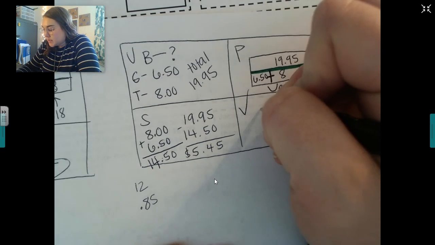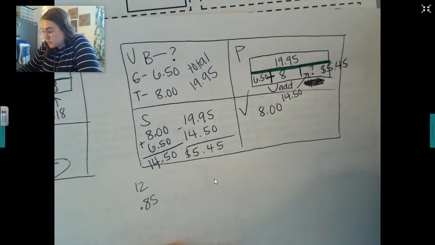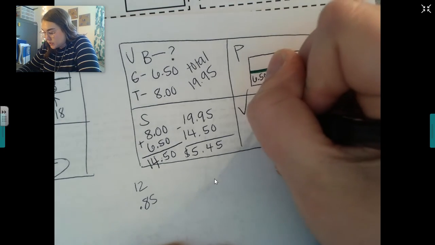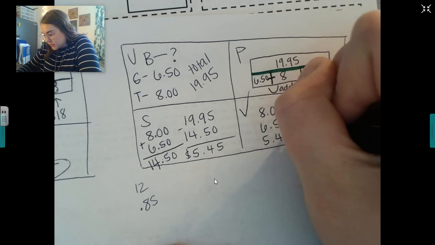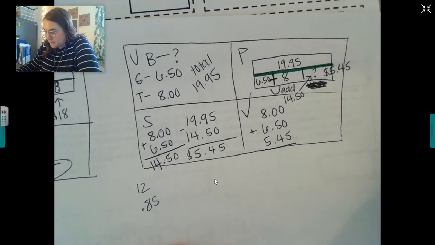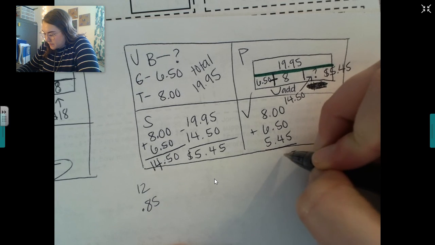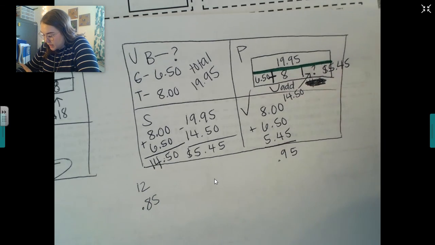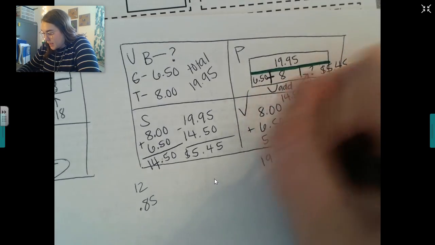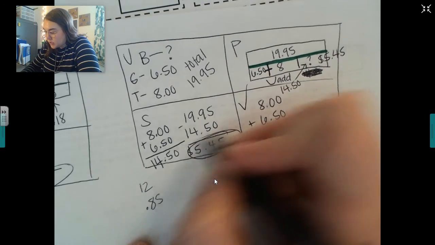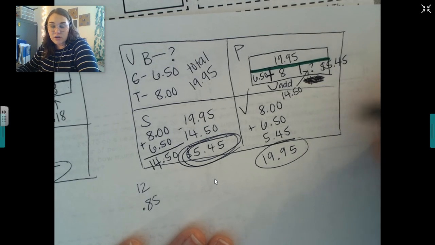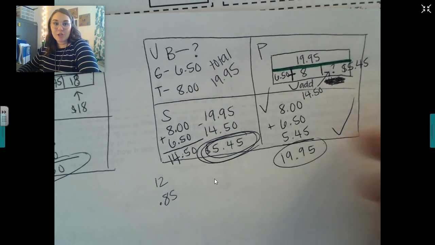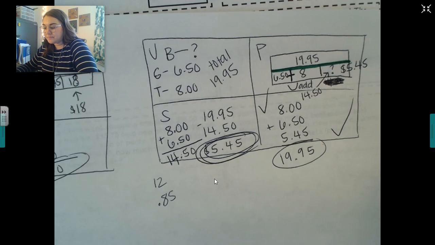Okay, so you should have unpaused by now and you should have done $8. I started at 8. You don't have to do it in the same order. $6.50 and $5.45. So when I added up, 8, 9, 10, 11, 12, 13, 14, 15, 16, 17, 18, 19, I got $19.95. So I'm going to circle my answer over here so everybody knows. So did I get the right answer? Yeah, I got the right answer. I checked it. I got the right answer.